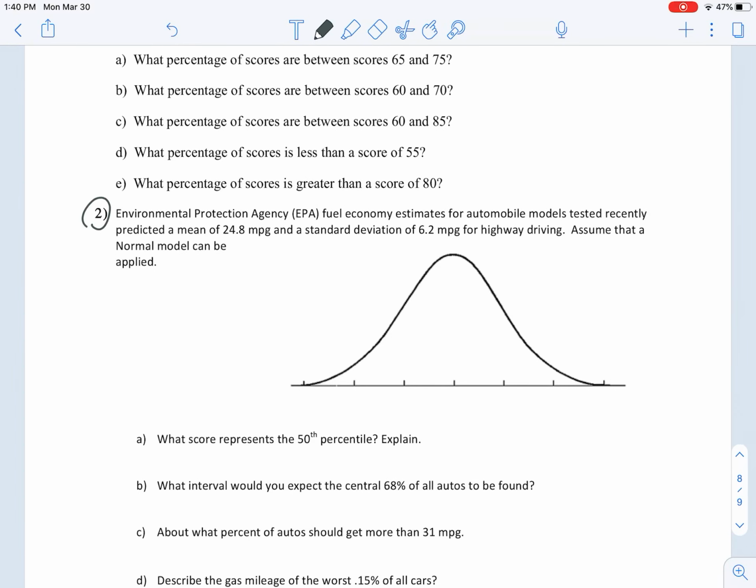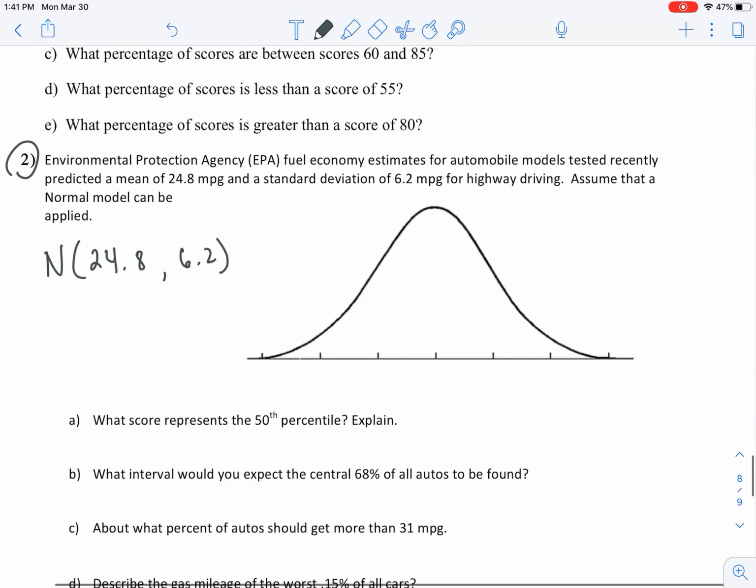Okay, here it goes. The EPA fuel economy estimates that for automobile models tested recently, the mean is 24.8 miles per gallon, and the standard deviation is 6.2. So I'm going to write that. It's normally distributed with a mean 24.8 and a standard deviation 6.2. Okay, I'm going to fill in my curve here.